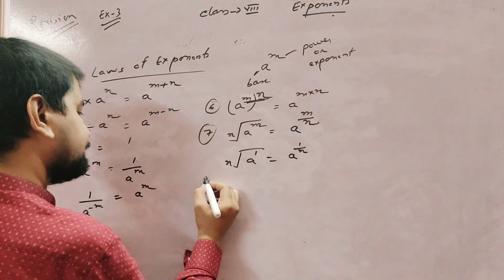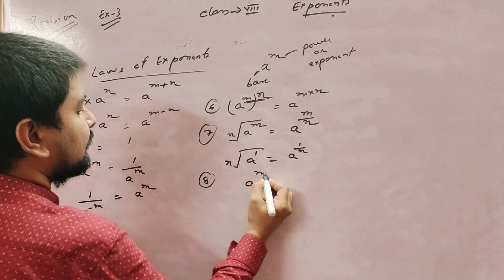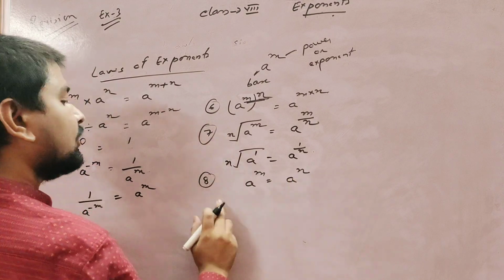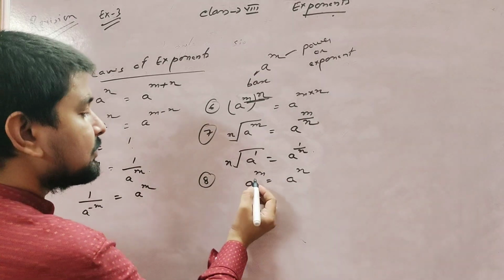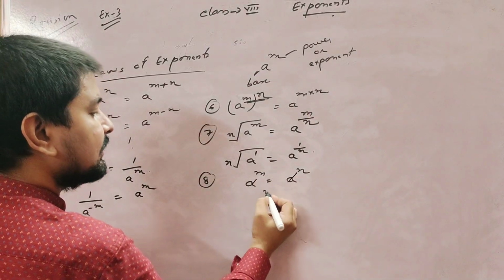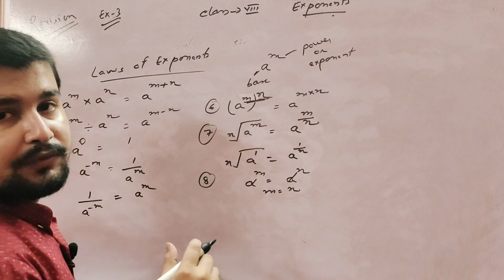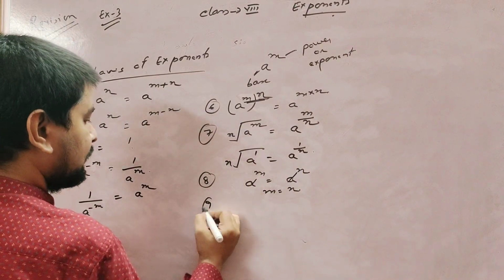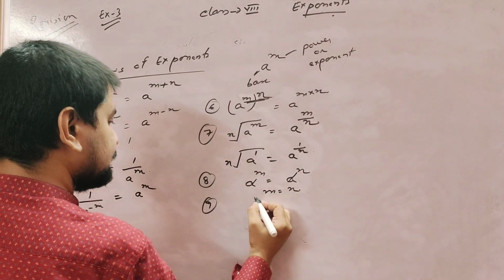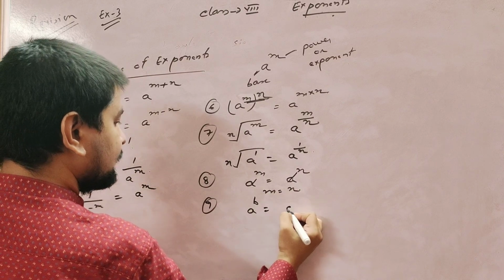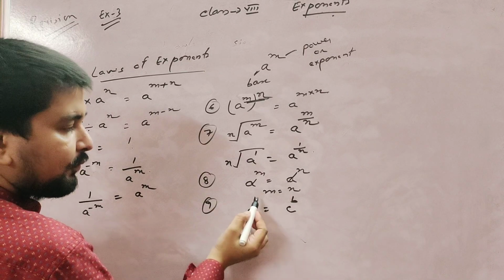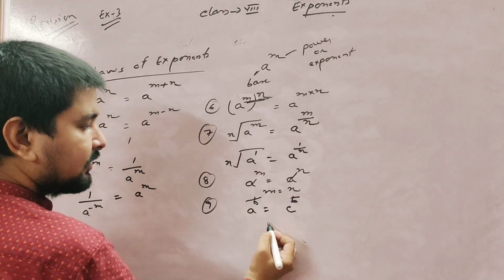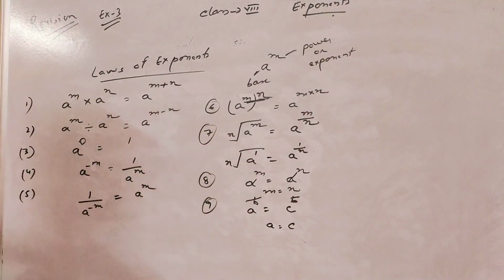When these two bases with different powers are given in an equals-to form, this one cancels, that is, the value of m is equal to the value of n. When this is given equal to a quotient, that means this power cancels, so this one is equal to the quotient. Note it down.